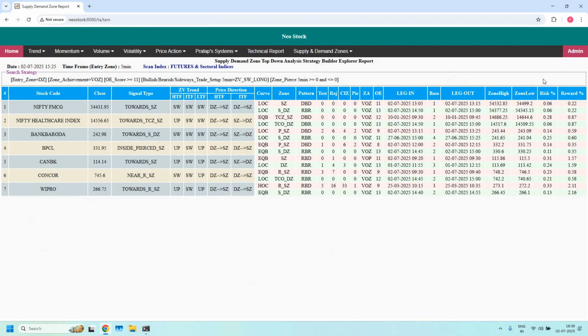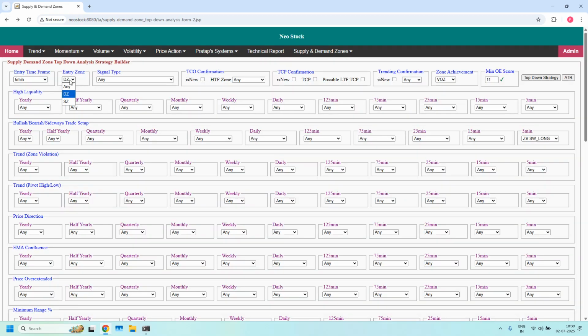With these filters, we got 7 stocks. This is a sideways long trade setup for hourly income trade. Entry time frame zones are 5 minutes demand zones. All these are 5 minutes demand zones for sideways long trade setup. Next, sideways short trade setup. The changes are 5 minutes supply zone and one more change here.